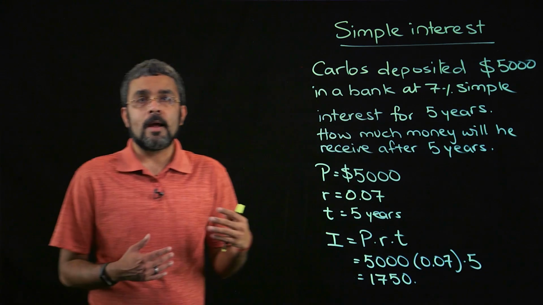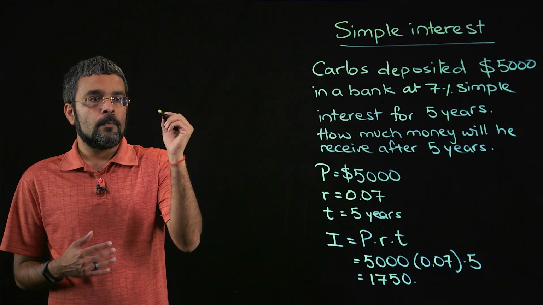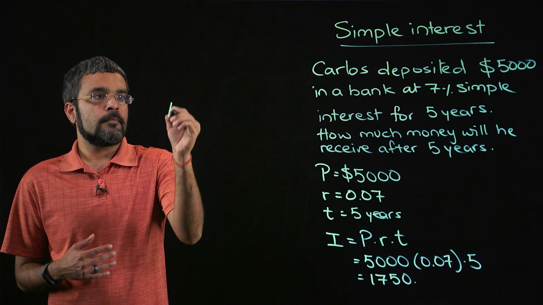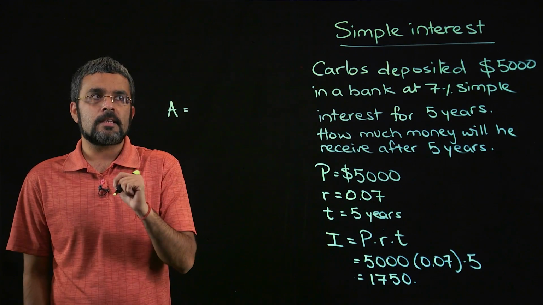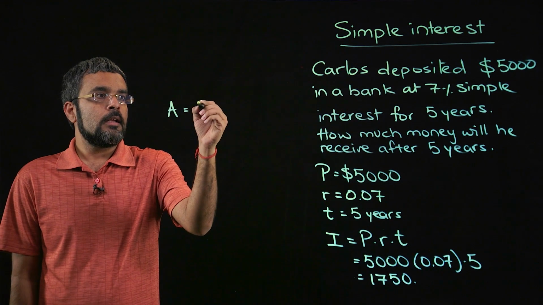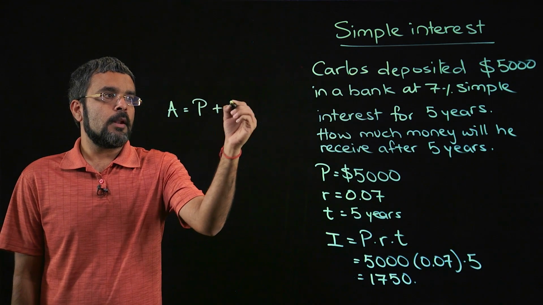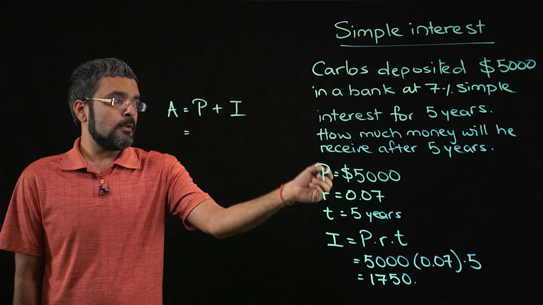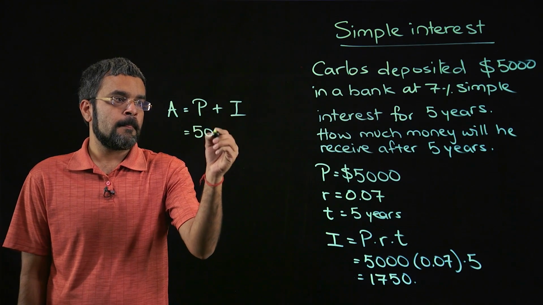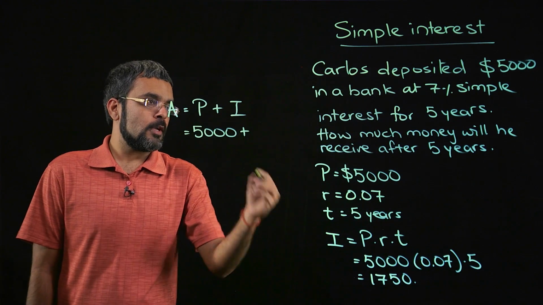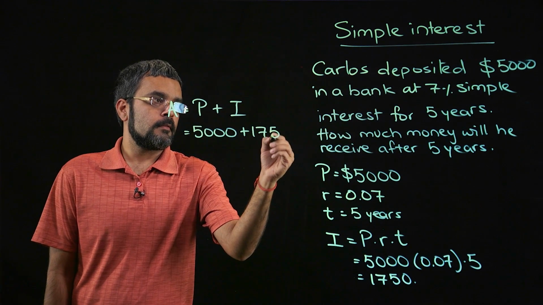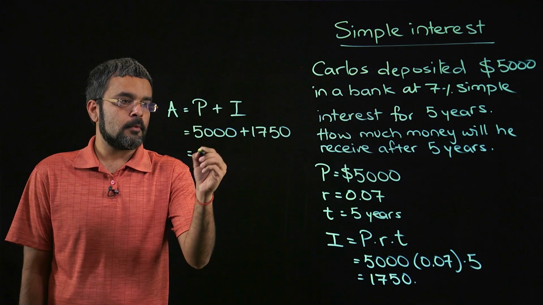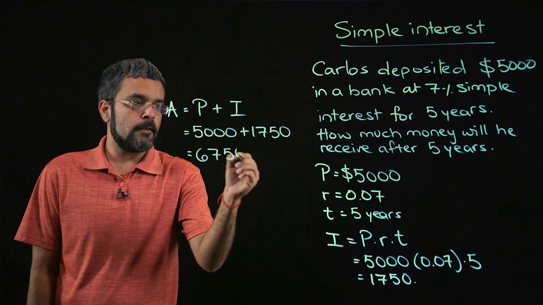So how much am I going to get back at the end of 5 years? Let's say our A is our final amount, so I'm going to get back principal plus the interest, right? So that's the amount I get back after 5 years. My principal was 5,000 and my interest was $1,750. So add them together and I'm going to get $6,750 back.